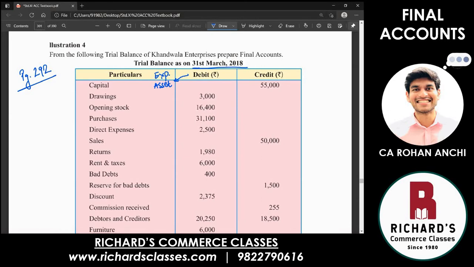That is your hint. And exactly opposite for the credit: all incomes are going to be here. Apart from that, you will also have liabilities, which will be in the credit. Use that to your advantage. Now I want the answer from you: whether it will go in trading account, profit and loss account, or if you say balance sheet, then whether it is an asset or a liability.